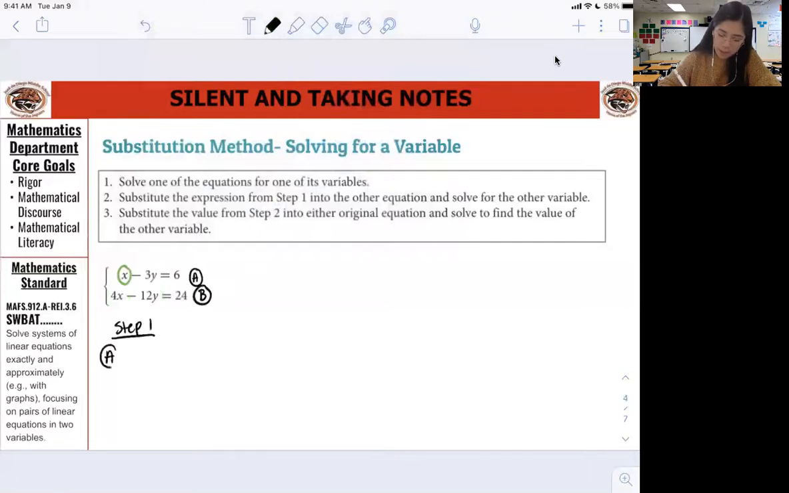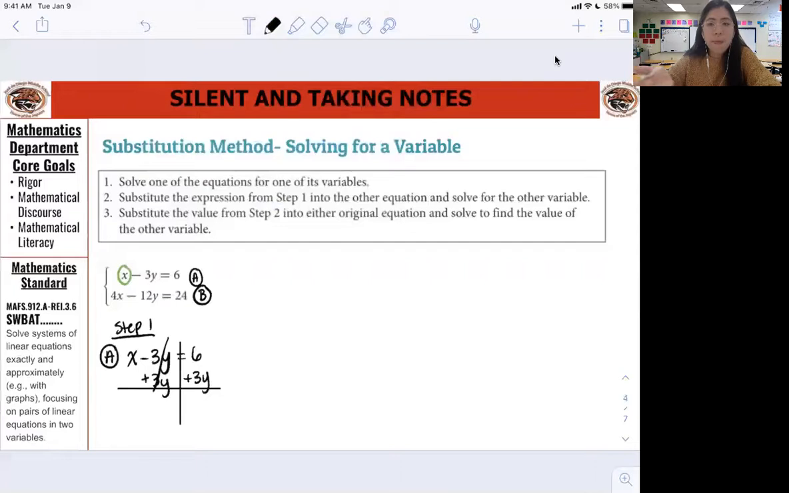I go to equation A, and I'm trying to just get that x all alone. In order to do so, I'm going to have to add 3y to both sides. And I'm adding because remember, you always want to do the opposite of what you see. Since I was subtracting 3y, we're going to add it in order to cancel it out. And this leaves me with x equals 6 plus 3y. Step 1 is complete.